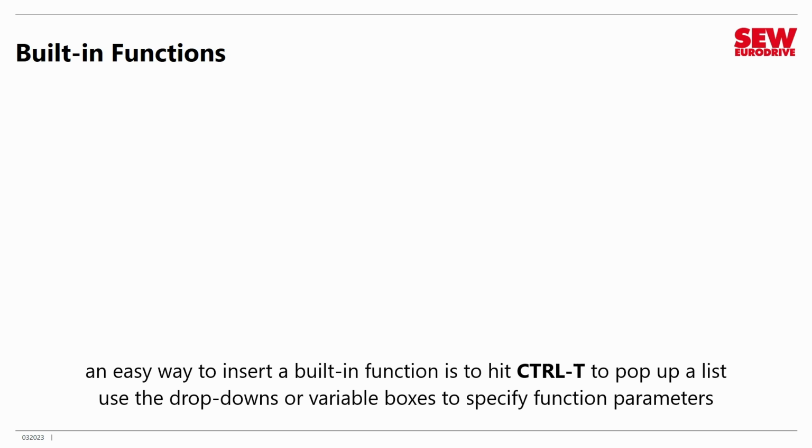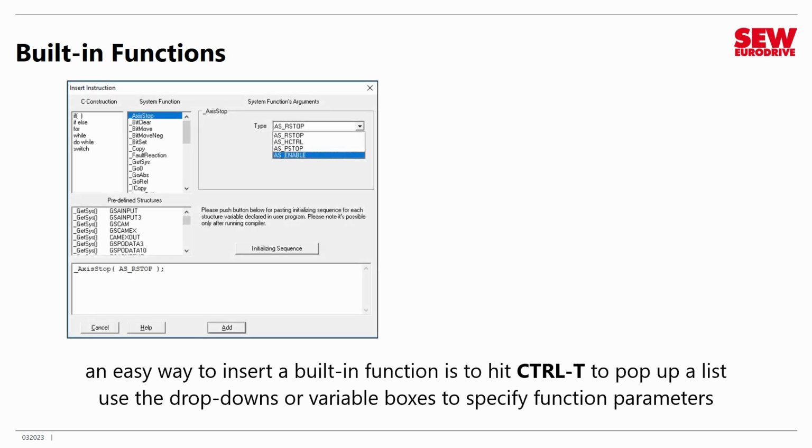That pops up a list of the functions, and then there are drop-down boxes where you can pick parameters and various other things. For example, here, if you hit Control-T and you want to use axis stop, you can click that. Then you can pick the parameters that are available, and those are the aliases. And when you're all done, you just click the Add button and it inserts it into your code.